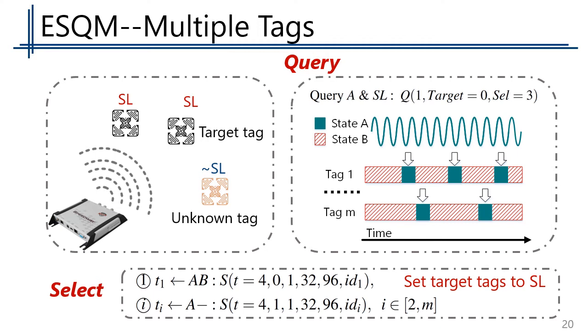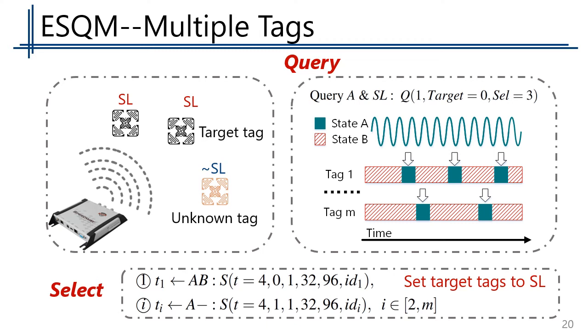To address this problem, we use another indicator called the SL flag. It's also specified by the Gen2 standard. The SL flag and the inventory flag can be jointly used to remove the interference of unknown tags. We first use select commands to set target tags to the state SL and unknown tags to the opposite. The commands are shown as follows.